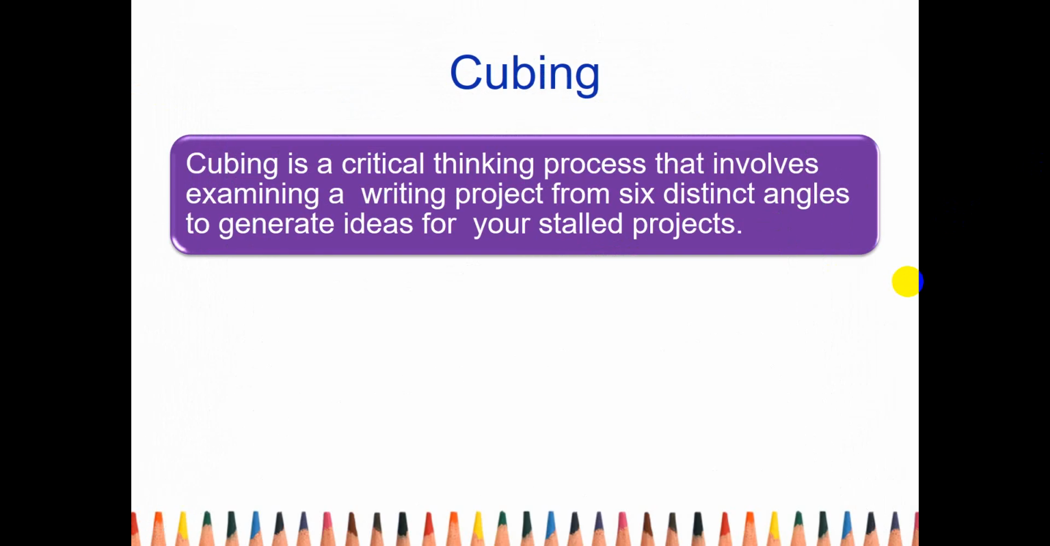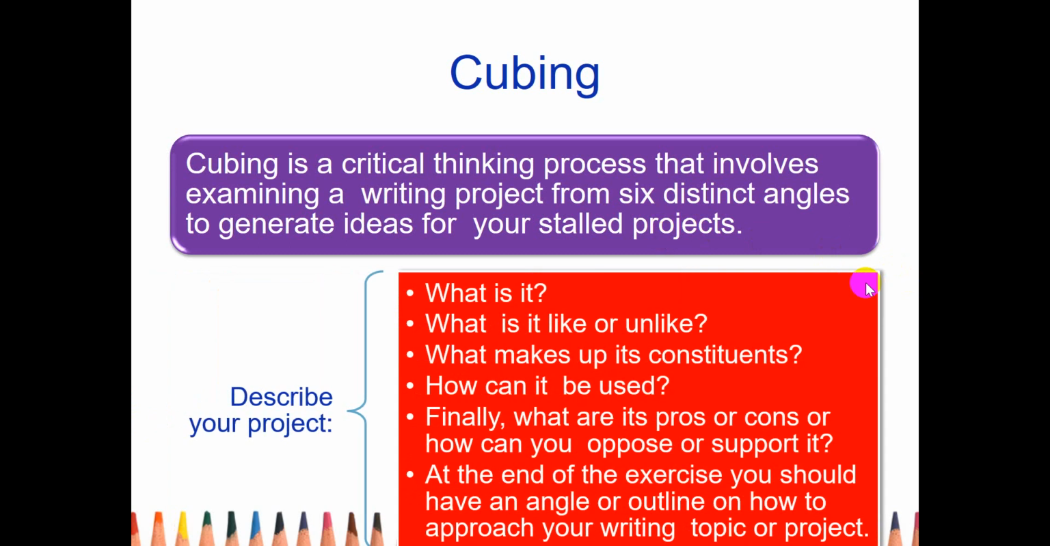Next is cubing. Cubing is a critical thinking process that involves examining a writing project from six distinct angles to generate ideas for your style project. Okay, six angles. For example, we have a project, and then we talk about what is it?